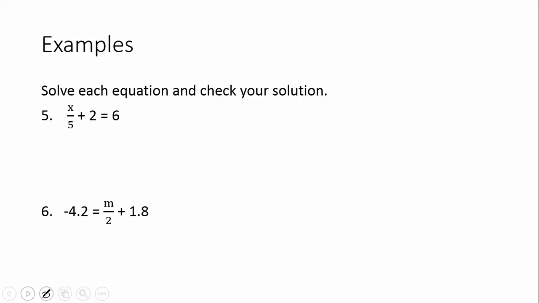Some more multi-step equations. You're always welcome to pause the video and try these on your own, or you can work through them with me. On number 5, we're going to subtract 2 from both sides first. So we have x over 5 equals 4, 6 minus 2, or 6 plus a negative 2. Now we need to multiply both sides by 5. X is being divided by 5. The opposite is multiplying by 5, so we get x equals 20.